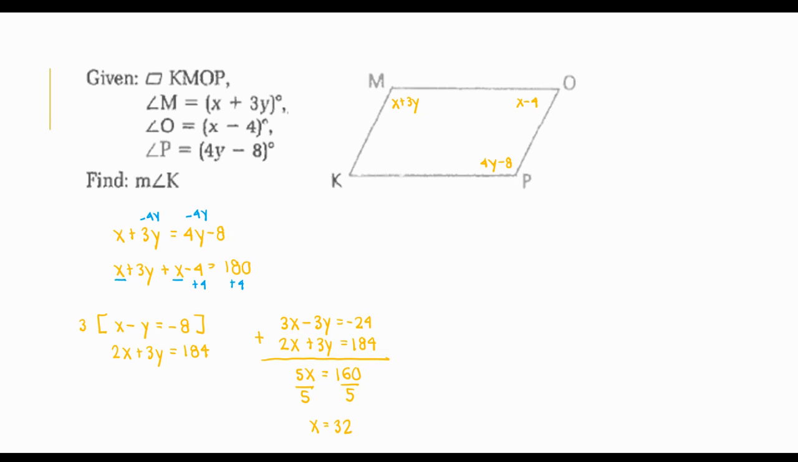If you solved for y, what you could have done is plug in that value of y for angle P, and then you would have had consecutive angles because K and P are consecutive, and then you could have subtracted that from 180.